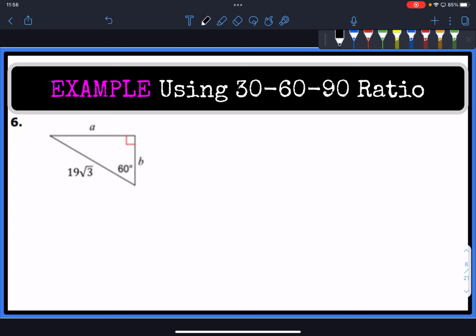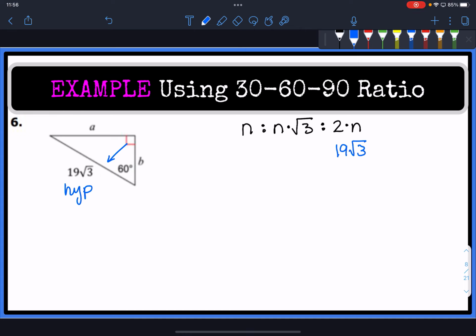So for number 6, again, the ratio of the 30, 60, and 90 is that the short side across the 30 is going to measure n. Across the 60, the longer leg, that's going to be n times the square root of 3. And the longest, the hypotenuse, is going to equal the short side n times 2. So let's see what they give us. Labeling the three sides, this is my hypotenuse, so they're providing the hypotenuse. They're telling us the hypotenuse is 19 times the square root of 3.